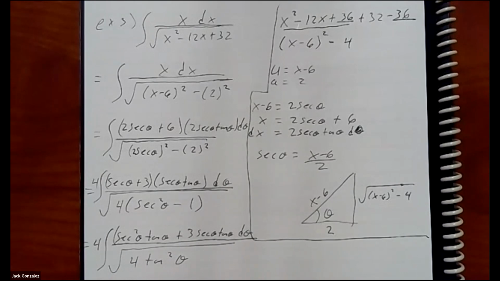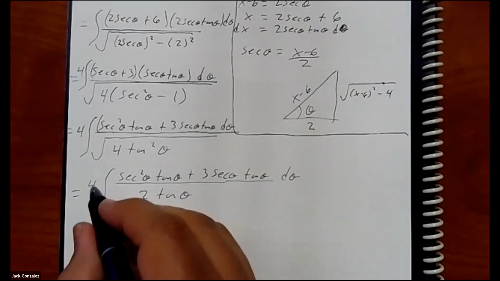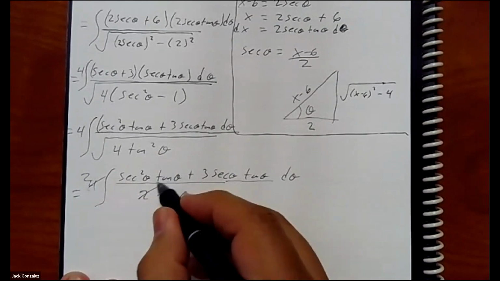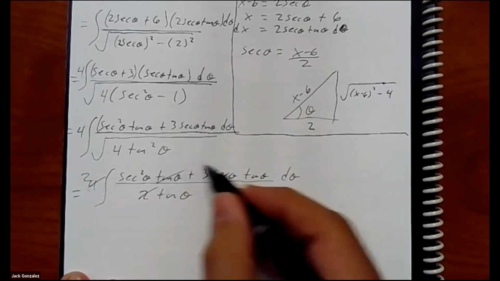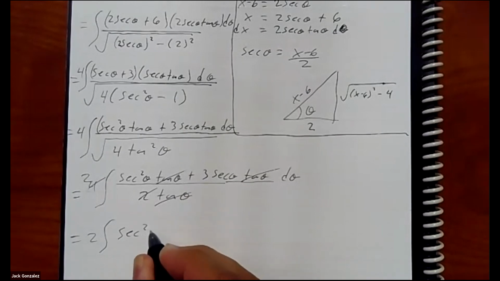Okay, so then we got secant squared theta tangent theta plus 3 secant theta tangent theta d theta over 2 tan theta. They both have a tan in common, don't they? That's good. This 2 will cancel with that 4, leaving me a 2. These tangents will cancel with that tangent once you factor it out. So that'll really only leave us with this integral of secant squared theta plus 3 secant theta.